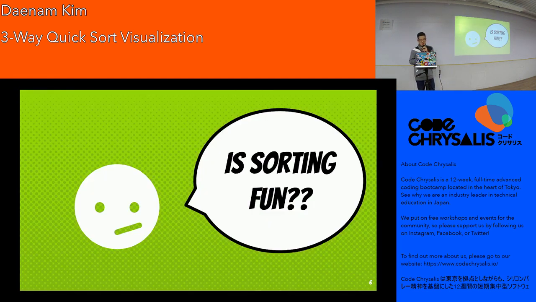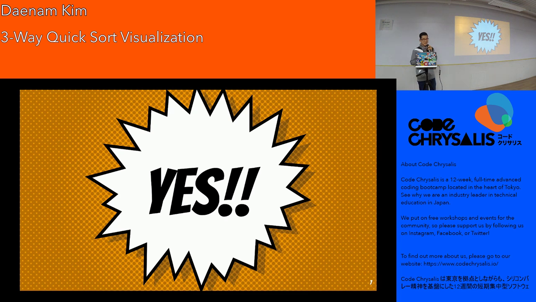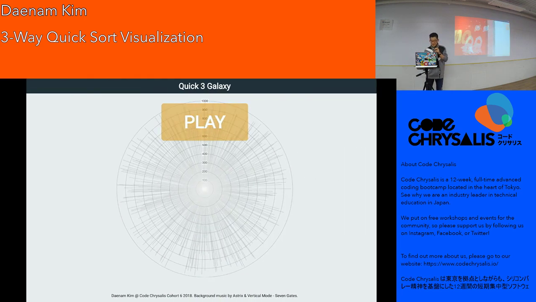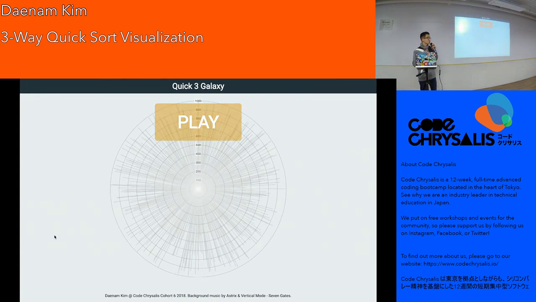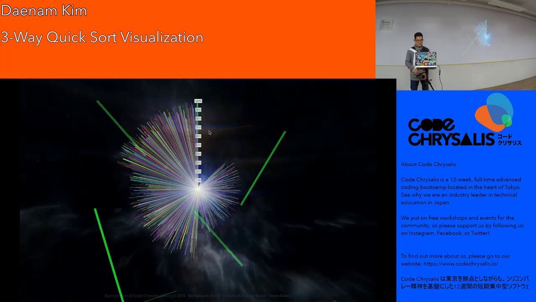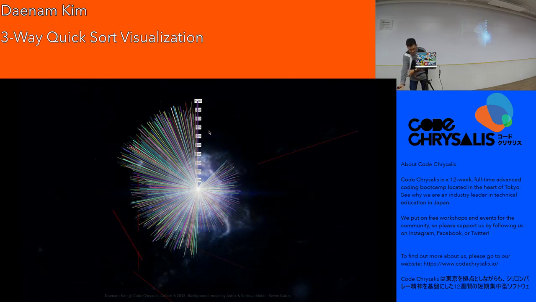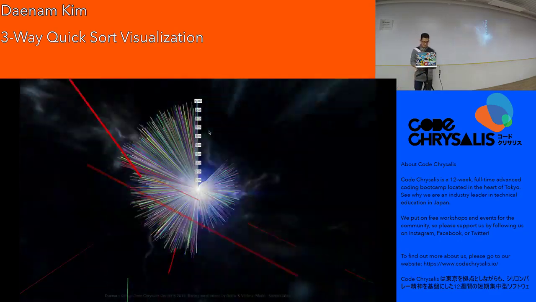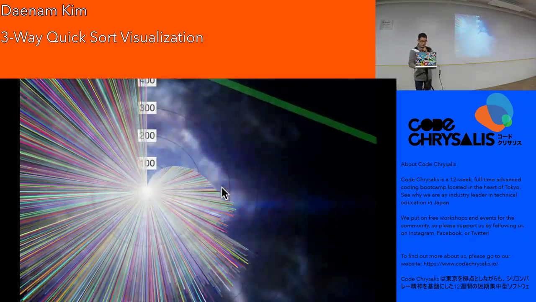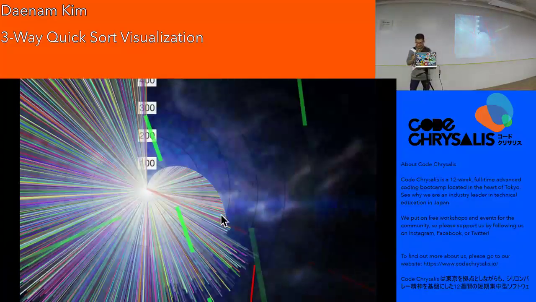So I asked myself, is this sorting fun actually? Yes. So I want to show my demo. This demo shows sorting shuffled data from 1 to 1,000. Enjoy watching. Yeah, as you can see, the sorting is actually working. It's not a trick.